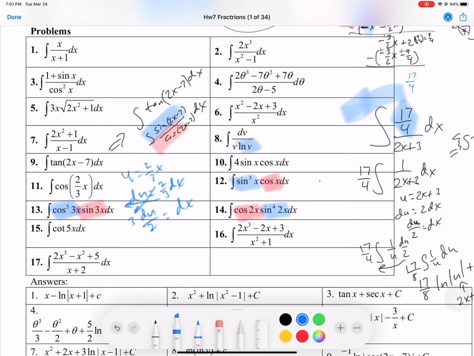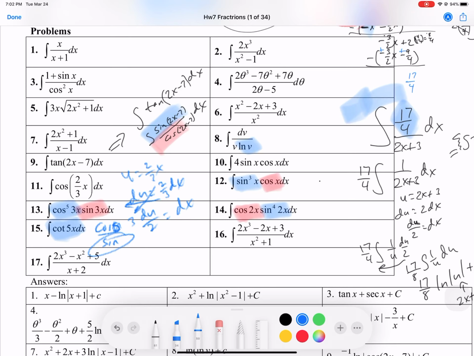This one over here, that's number 8. That's also a u substitution problem. Number 15, that's like tangent, where we break it up into cosine over sine. Cosine over sine, and that's going to be a u substitution problem.